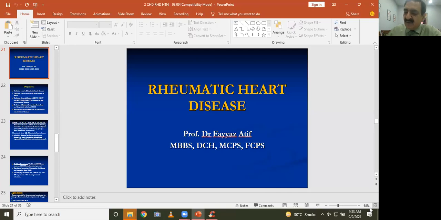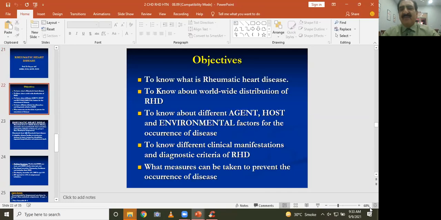Okay. So regarding rheumatic heart disease, firstly, we must define the objectives of studying different diseases. The objectives to study rheumatic heart disease: firstly, we want to know what rheumatic heart disease actually is. Then we want to know its importance regarding its distribution worldwide. And then we want to know the causative factors implicated in the occurrence of rheumatic heart disease. We'll be discussing the agent factor, host factor, and environmental factor related to the occurrence of rheumatic heart disease.